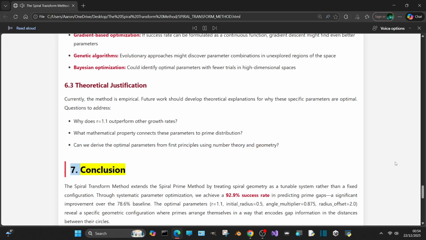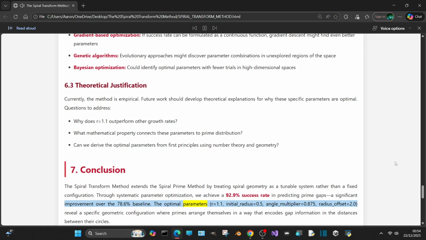7. Conclusion. The spiral transform method extends the spiral prime method by treating spiral geometry as a tunable system rather than a fixed configuration. Through systematic parameter optimization, we achieve a 92.9% success rate in predicting prime gaps, a significant improvement over the 78.6% baseline.